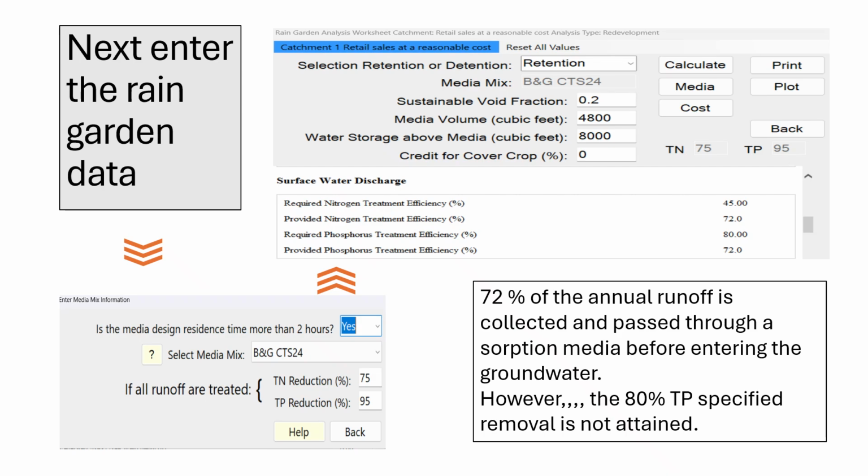The input data also accounts for a sustainable void fraction of 0.20. This fraction is essential for obtaining a credit for the storage volume within the media. The overall treatment volume is then calculated as the sum of the water storage above the media, plus the storage volume within the media itself, specifically considering that 0.20 sustainable void space. It's important to use a sustainable void fraction because, over time, the void space will naturally decrease due to the buildup of particles. So, we adjust the virgin void space down to a more realistic sustainable fraction for our calculations.